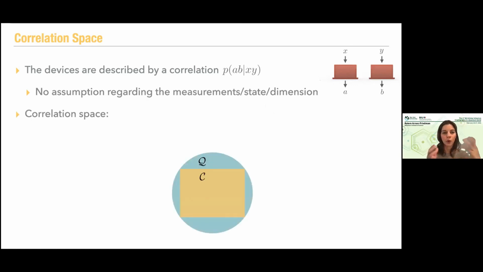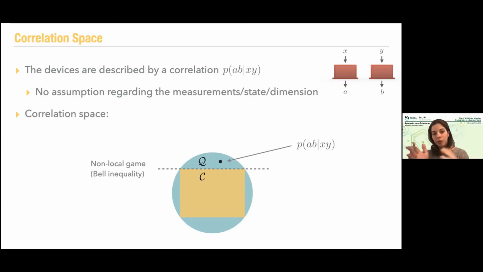Then I can start studying the correlation space. There are certain correlations that are classical, that can be achieved using classical devices. And there are certain correlations that are quantum, that can be achieved by using quantum devices, by sharing entanglement and performing measurements. Any correlation like this is a point in this correlation space here. When I draw it like this, any point here is a conditional probability distribution. And a non-local game, which in physics we call a Bell inequality, you can think of as this line here that separates classical from quantum. It allows us to get a certificate that if we're above this line, then we cannot be a classical device.